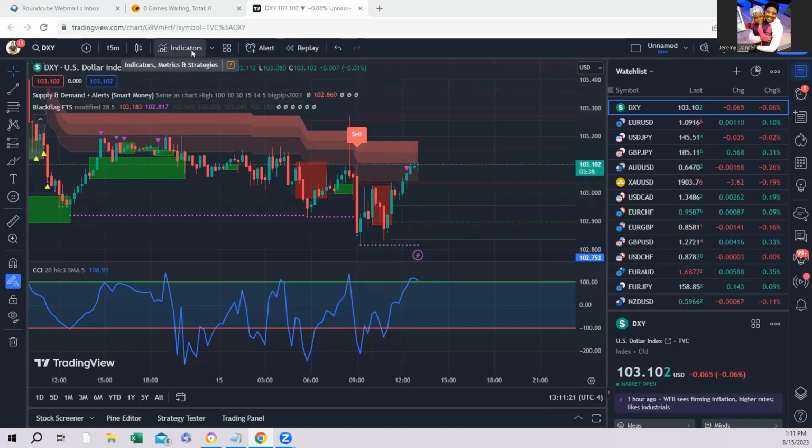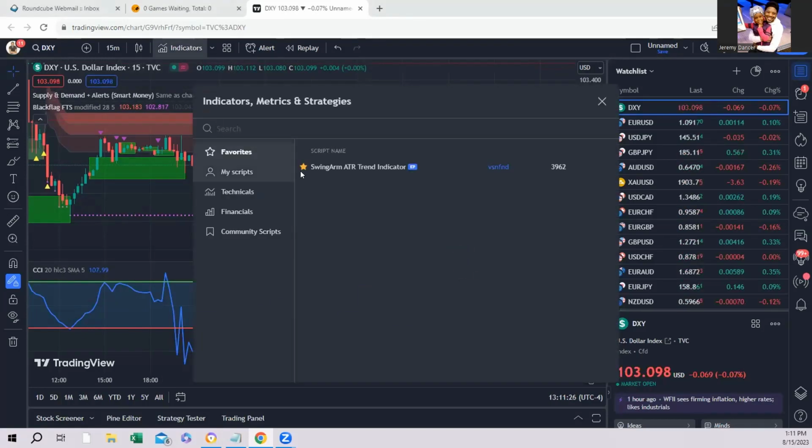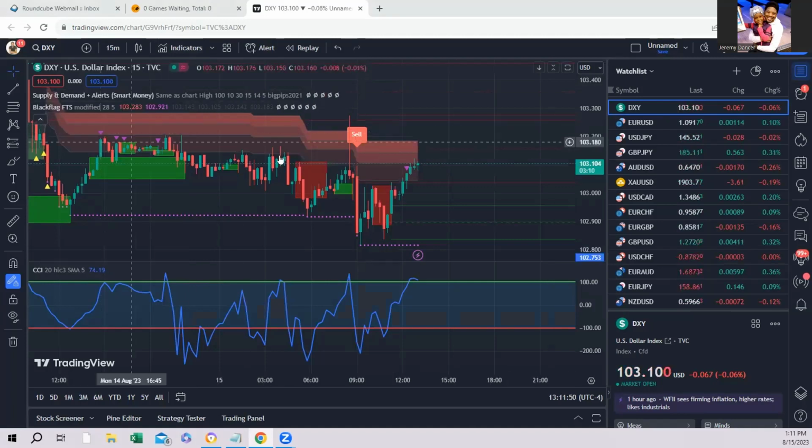So if you go to your indicators tab, what you want to do is type in a swing arm ATR trend indicator. I have mine saved to my favorites, but when you go there, just type it in right here, and then this is going to come up, and you should see, I guess this is the source, and then add it to your chart here. When you add it to your chart, it's going to say black flag FTS.